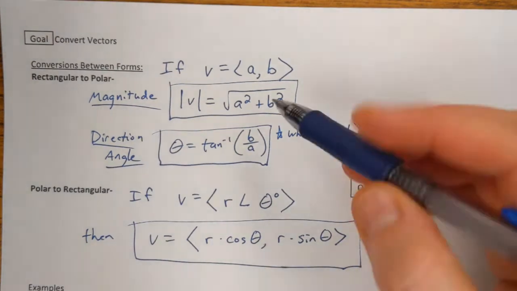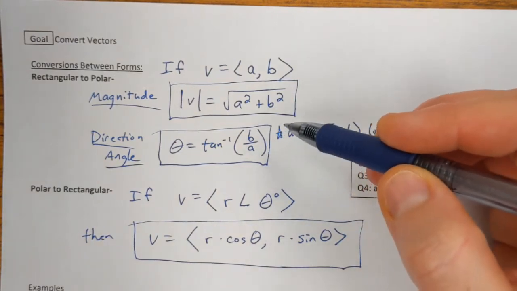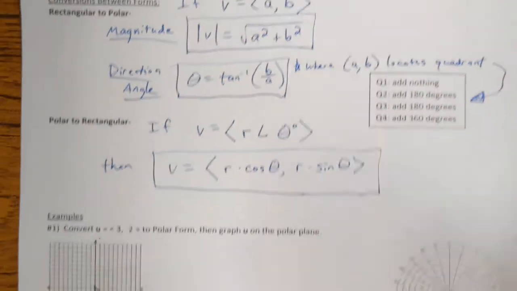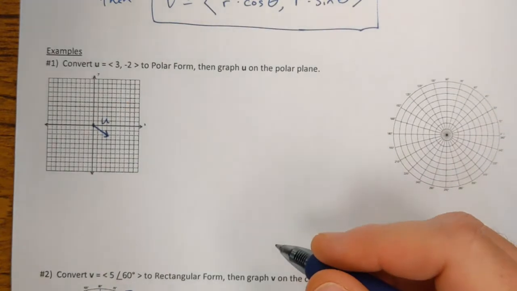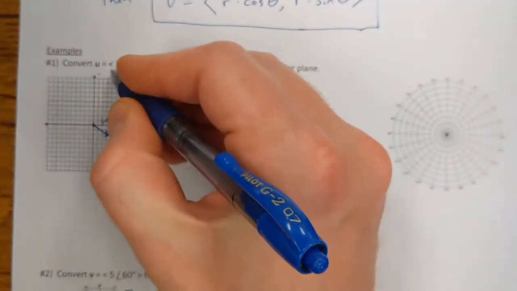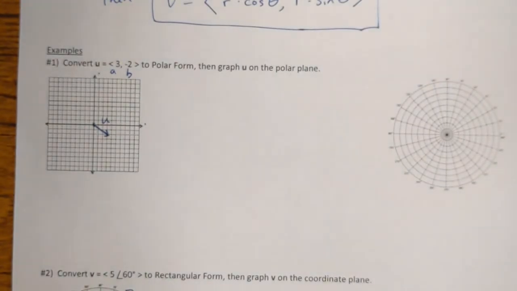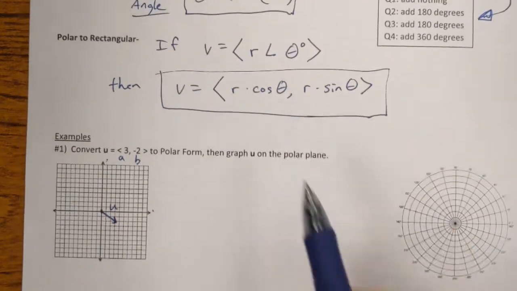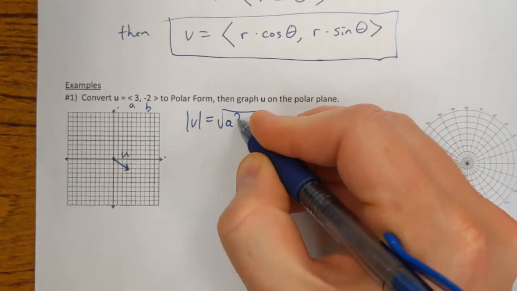Okay, so we're going to do an example first. This formula here, converting from rectangular to polar. So let's look at our example. We have this vector u with the horizontal component of 3 and a vertical component of -2. You can see how it falls down here in quadrant 4. Well, let's convert these into polar coordinates, and let's start with the magnitude. So here's the formula again. I'll write it out one more time.